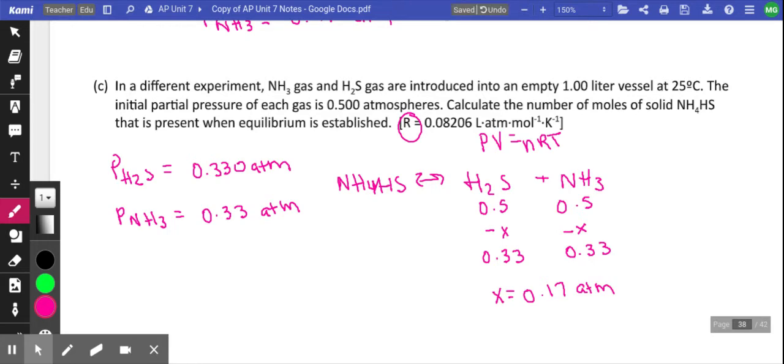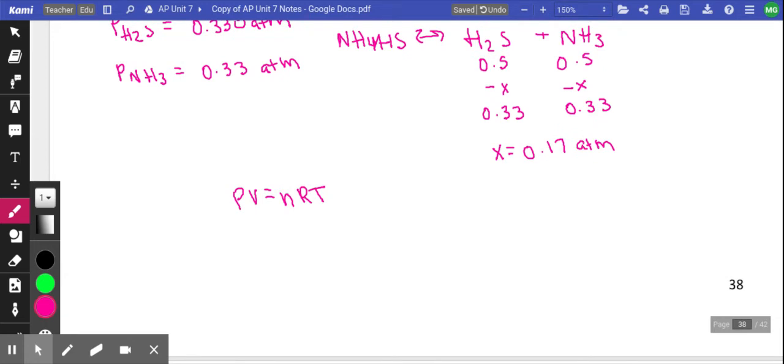Now everything's in a 1-to-1 stoichiometric ratio here. That means I reacted the same amount of H2S as I did NH3. So I can use PV equals nRT to figure out this pressure, this 0.17 atmospheres that reacted, how many moles is that? Once I figure out how many moles that is, I can get that to moles of my solid. Remember, my solid doesn't have a pressure. So I didn't react with 0.17 atmospheres of my gases and make 0.17 atmospheres of my solid. I need to calculate how many moles of my solid I made.